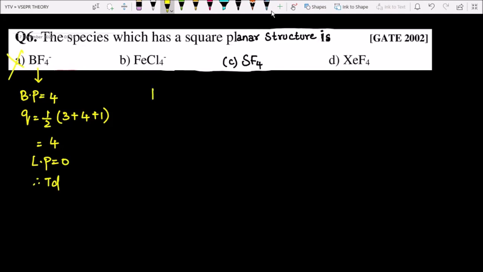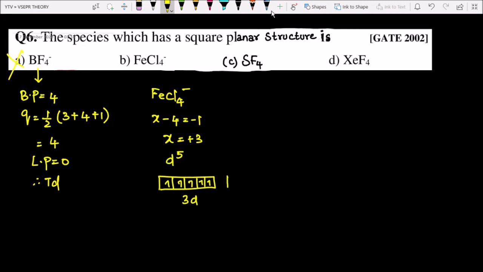If you move on to FeCl4 minus, again it's tetrahedral. Why? Because in case of iron, what is the oxidation state? X minus 4 is equal to minus 1, so X is equal to plus 3. So it's going to exist as d5. If I have to draw d5, 1, 2, 3 and then 4 and 5, this is 3d. Then we will have 4s and 4p empty. This is 4s and this is 4p.